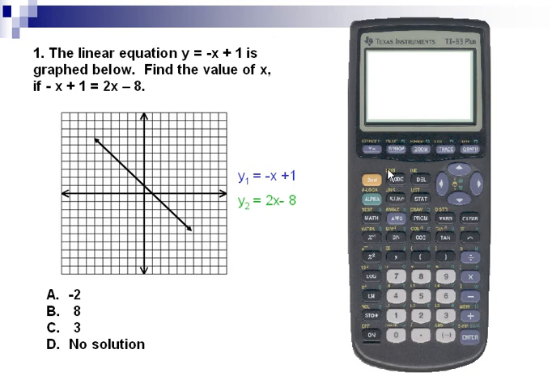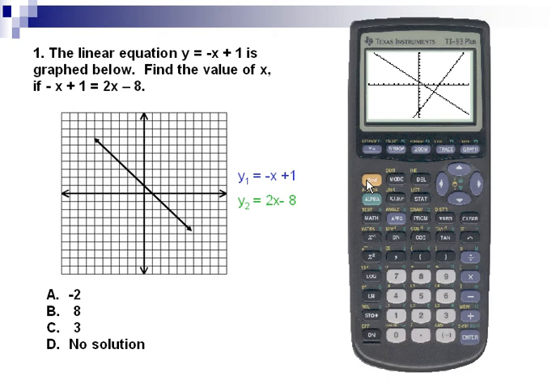Now we're ready to graph these two lines. So we'll go to our y equals, clear out anything that's there, and let's input negative x plus 1 in our y1, 2x minus 8 in our y2. We'll zoom 6. There's y1, there's y2. We want to locate the x value of this intersection.